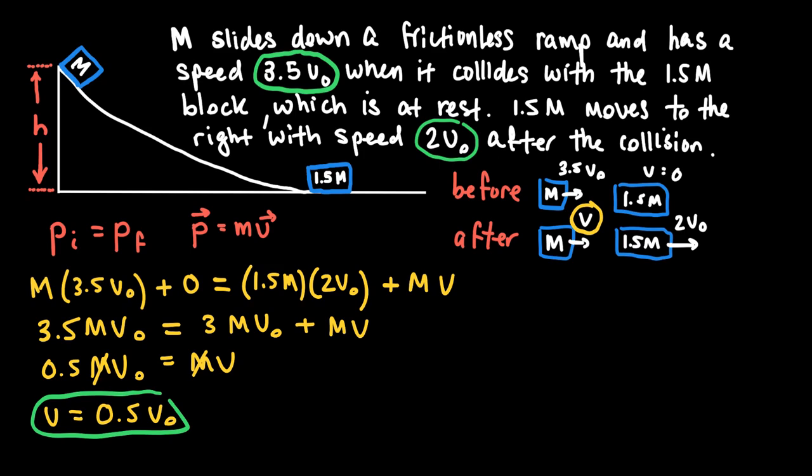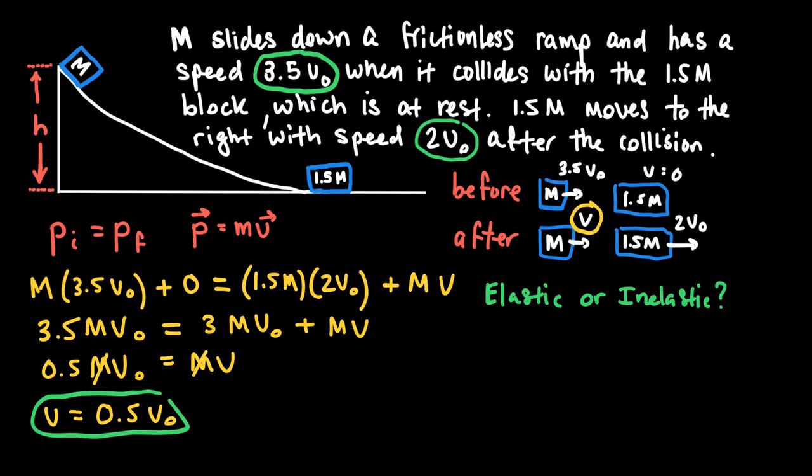The next thing that I would like to do is determine whether this collision is elastic or inelastic. These are the two primary types of collisions that we're going to be talking about, and we need a way of determining whether a collision is elastic or inelastic. The primary difference between elastic and inelastic collisions is whether or not energy is conserved.